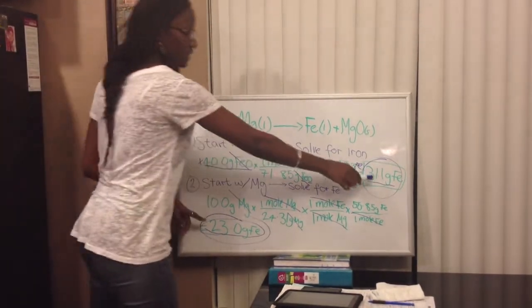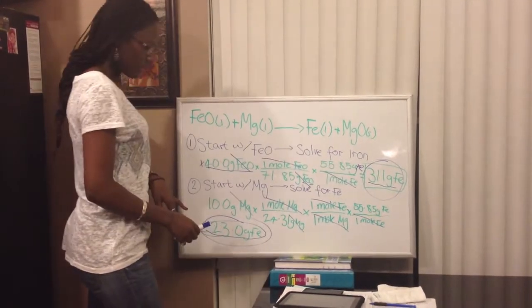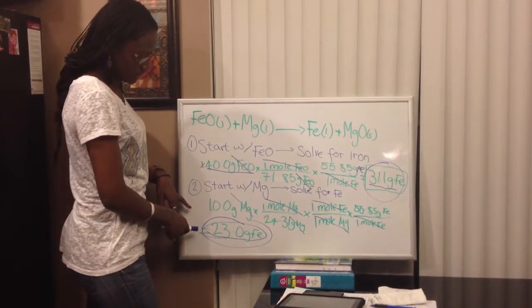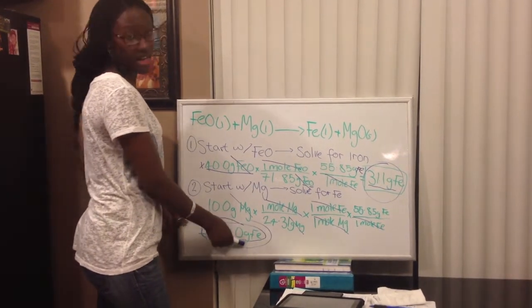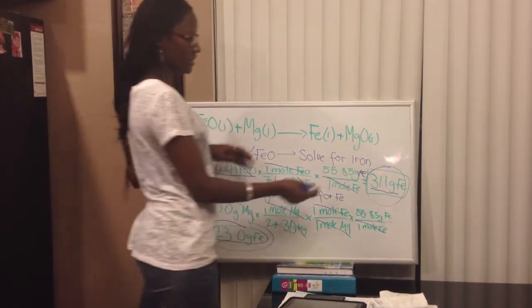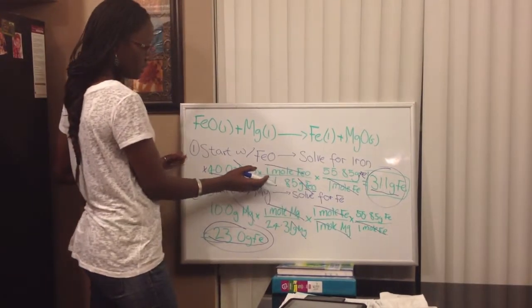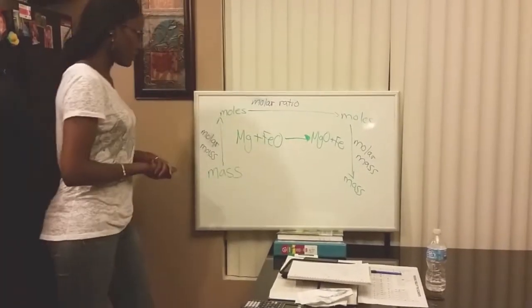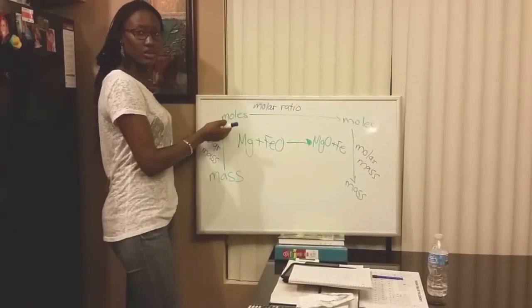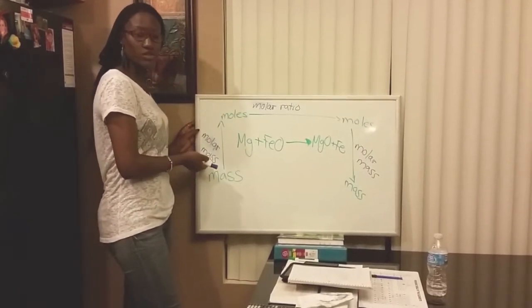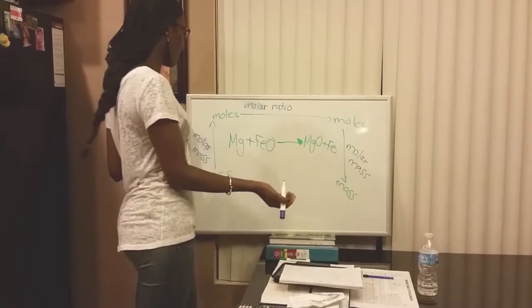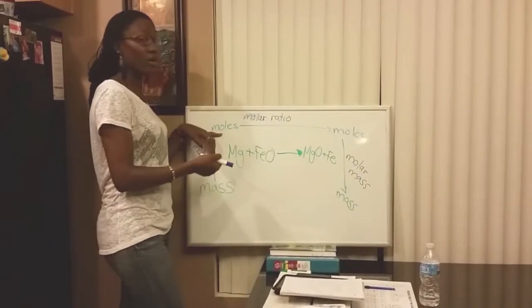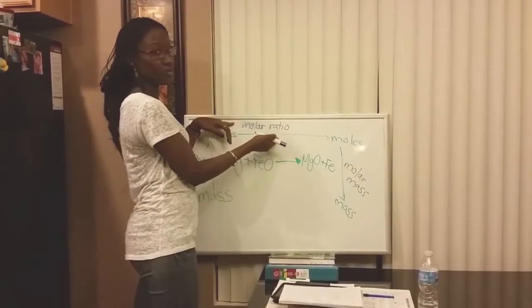So looking at these 2 results, we can tell that the limiting reactant will be the 23.0 grams of iron, and the excess will be this. So to recap, we went from mass to moles, and in order to do that we had to use the molar mass, which we refer to the periodic table. And in order to go from moles to moles, we use the molar ratio.